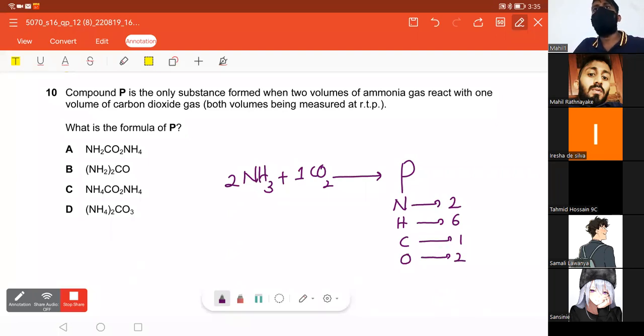Which one gives the correct values? Which one is the answer? A. Why is B wrong? It says 4 hydrogen, but we need 6. C has more than that. Hydrogen is more than that. 8. D is also wrong. Answer is A.